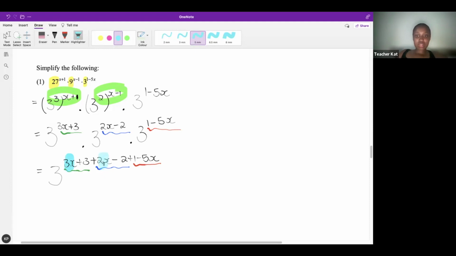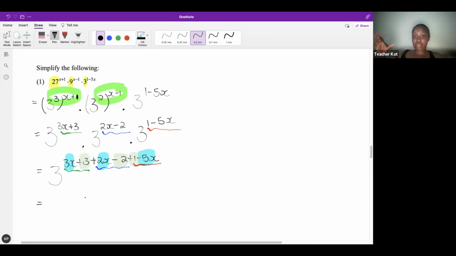2x and negative 5x, negative 5x. And then, of course, my numbers will be like terms. So I'll have a 3 minus 2 plus 1. Okay. So then what's 3x plus 2x? 3x plus 2x, 5x minus 5x, 0. So the x's are gone.